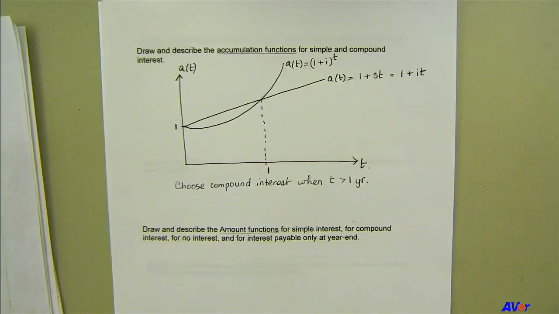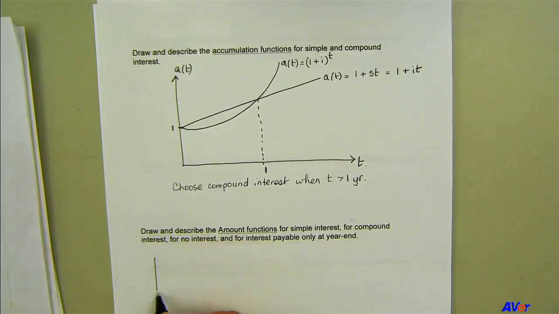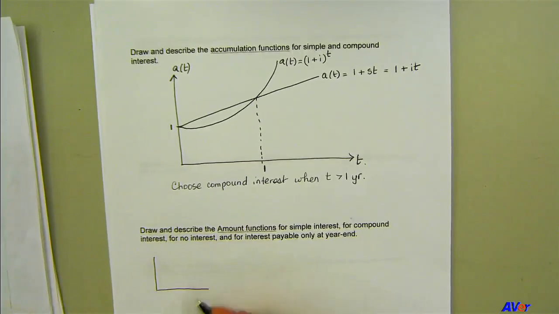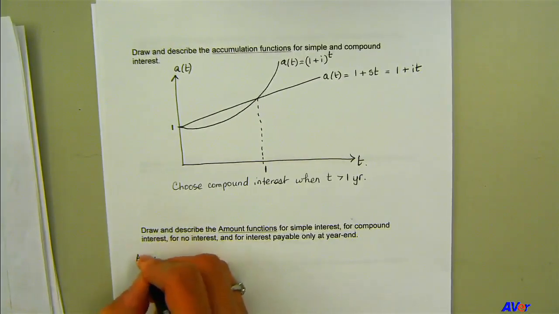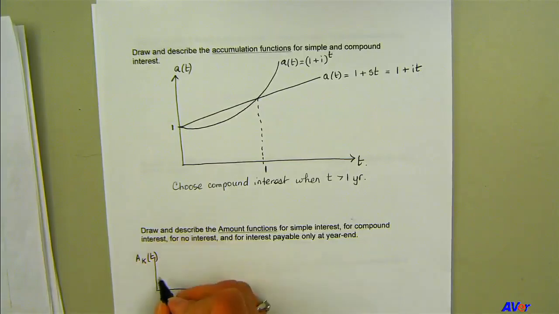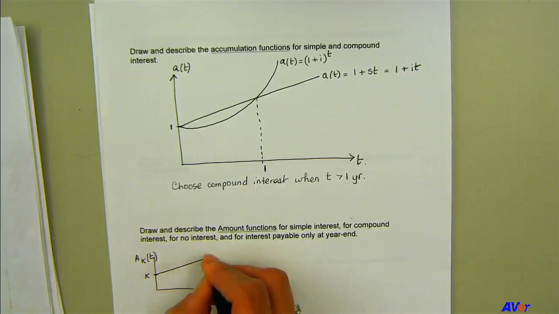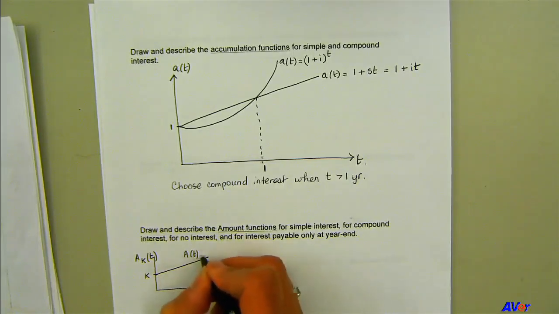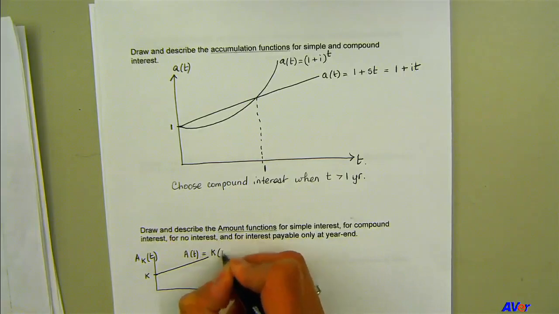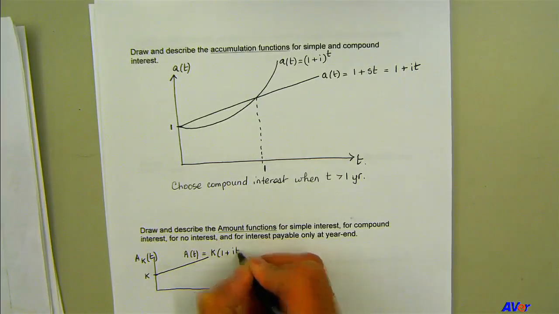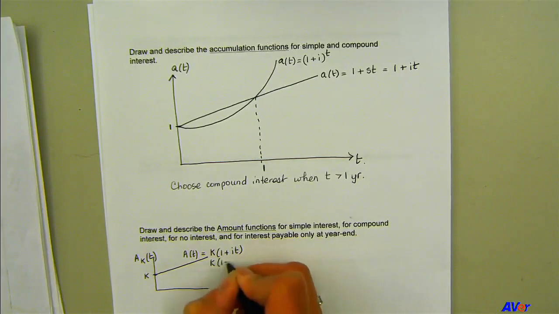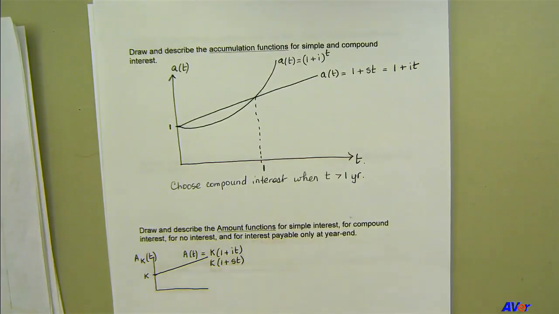So the next one says, draw and describe the amount functions for simple interest, for compound interest, for no interest, and for interest payable only at year end. This is not a big deal. We've done this already. So firstly, simple interest, they want the amount function, A_K of t. We said start with k dollars and grow those at a rate: A of t equals k times 1 plus i t, or k times 1 plus s t for simple interest.